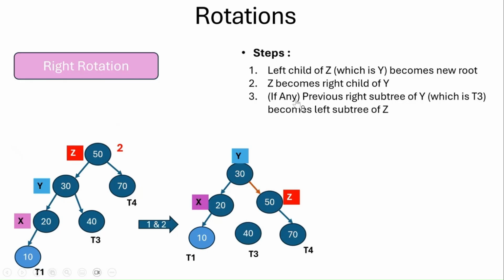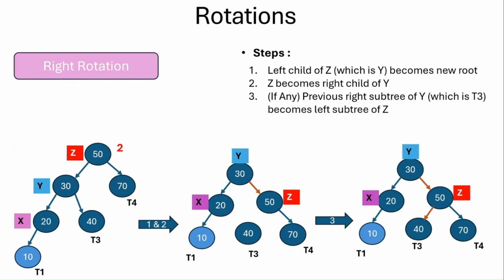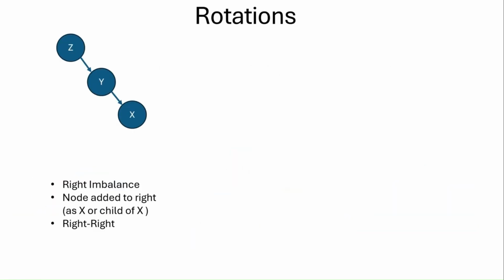According to rule 3, the previous right subtree of Y, which is 40, which is T3, becomes the left subtree of Z. Because 40 is greater than 30, it was on the right side of Y, but 40 is less than 50, so any right child of Y will become the left child of Z during right rotation. So we perform step 3 and we get the tree like this, right?